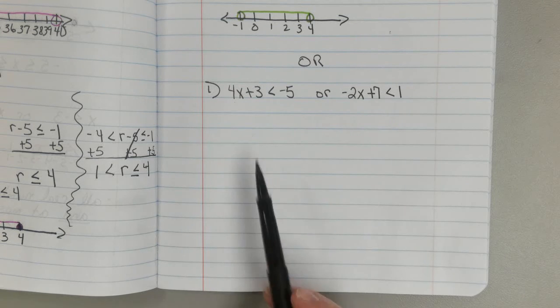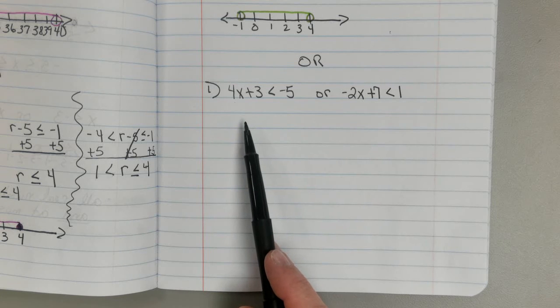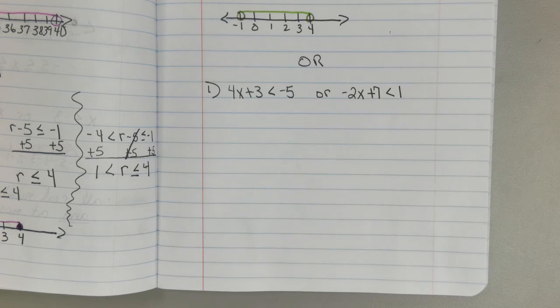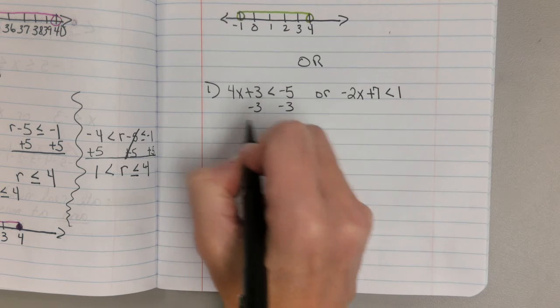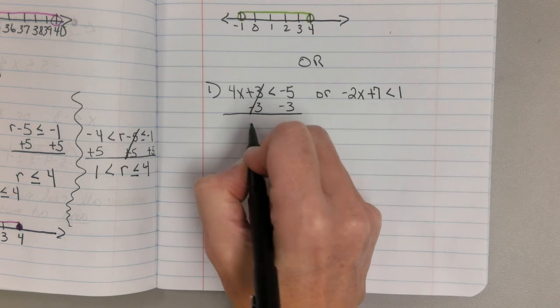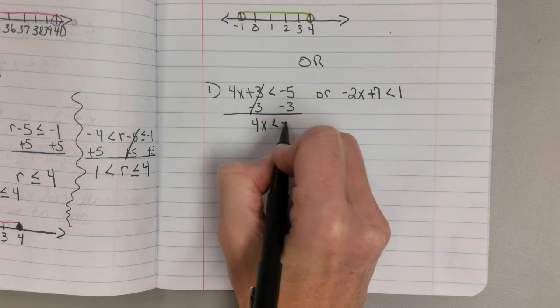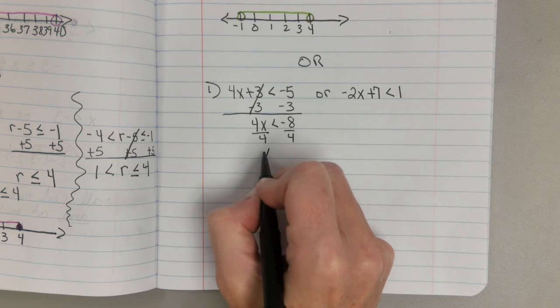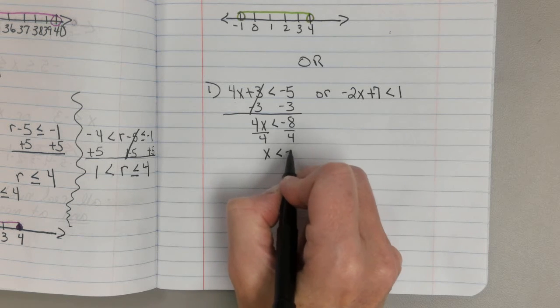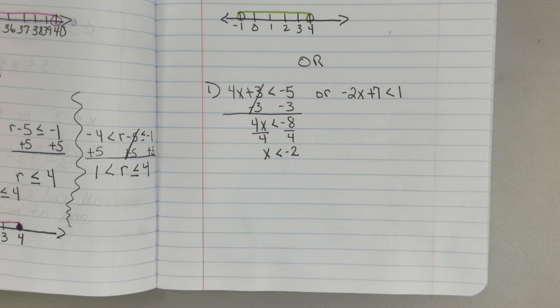All right, so who wants to do the first one here for me, the 4x? Who's got it? All right, Kane, what do you got? I subtracted 3 from negative 5. Okay, so he said negative 8. Right. 4x is less than negative 8. I divided by 4 on each side. And I got x is less than negative 2. All right. How many got x is less than negative 2? Okay, good, good. All right, Marisol, what about on the right side?